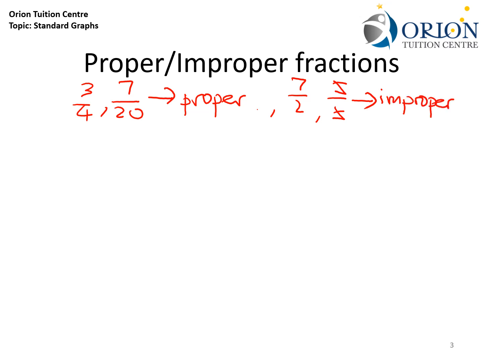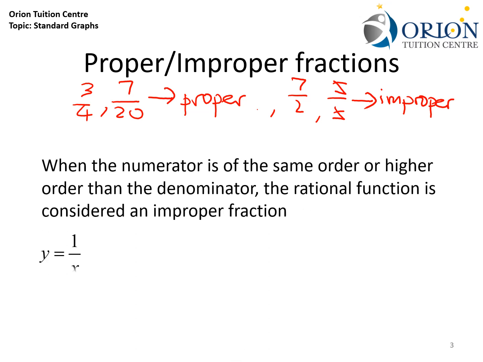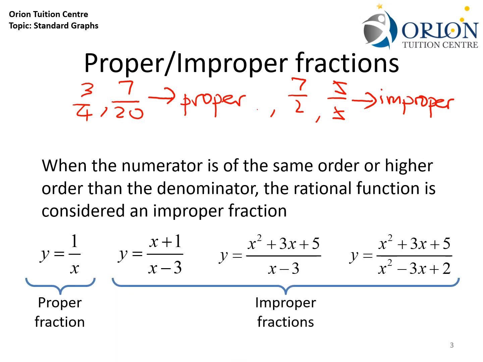For rational functions, we say that a rational function is proper if the order of the numerator is smaller than the order of the denominator. And it is improper if the order of the numerator is the same as or larger than the order of the denominator. And if we encounter an improper fraction, we must always perform long division first to make it into a proper fraction.